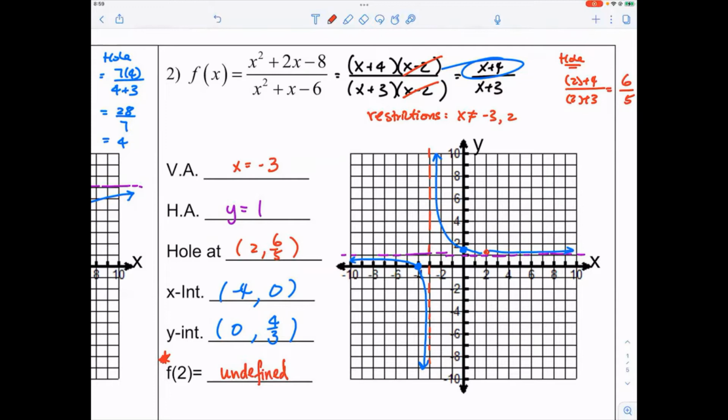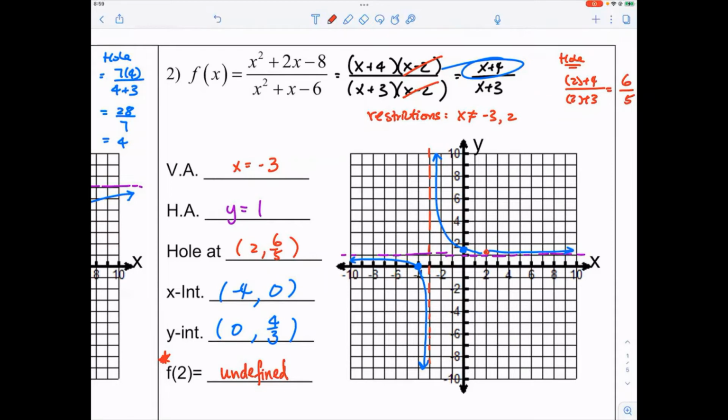Yes, because we said the hole is at x equals 2. So now it might be tempting to put a 2 into the reduced equation, but keep in mind that there's a hole. You look at the graph, when you look at x equals 2, that's where the hole is. There is simply no value when x is 2 because it's part of the restriction.